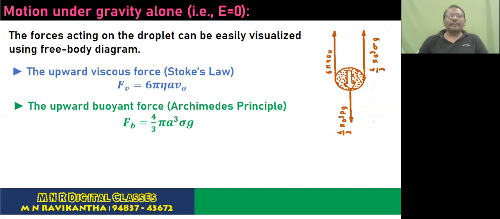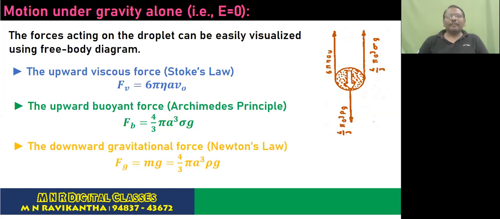The second force is due to Archimedes' principle. According to Archimedes' principle, any object placed in a medium displaces a certain mass of the medium. The amount of that displacement gives rise to the buoyant force, or force of buoyancy. According to Archimedes' principle, the buoyant force is given by Fb equal to 4 by 3 pi a cube sigma g, where a is the radius of the drop and sigma is the density of the medium.